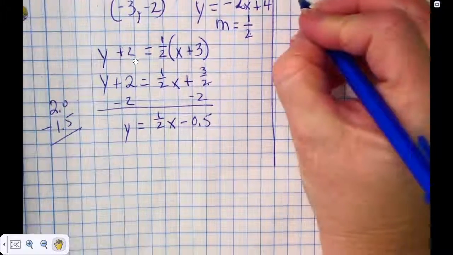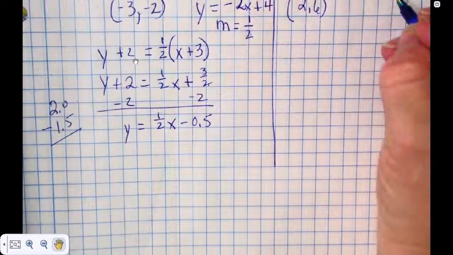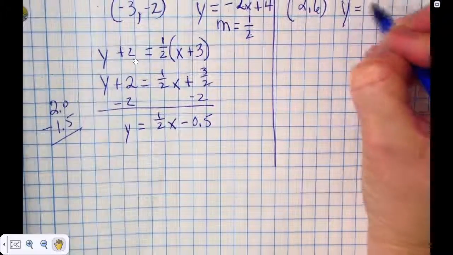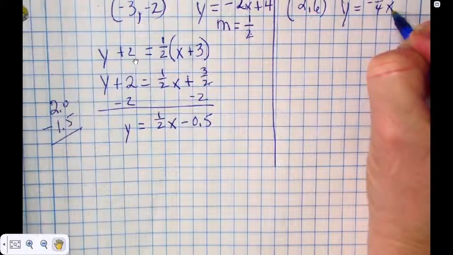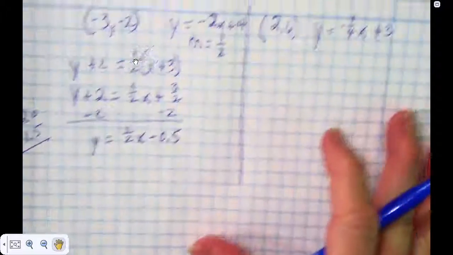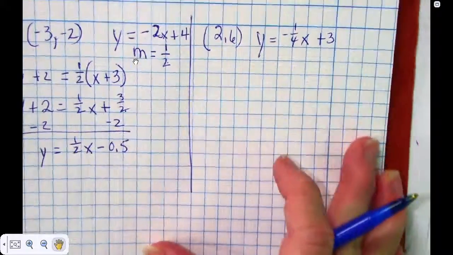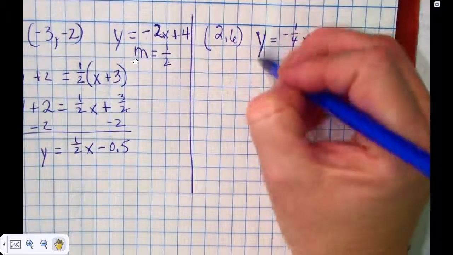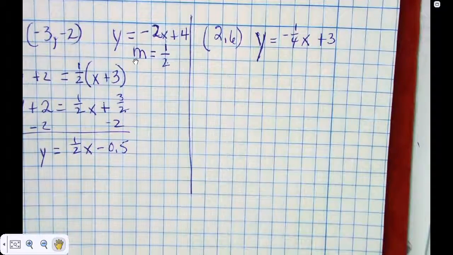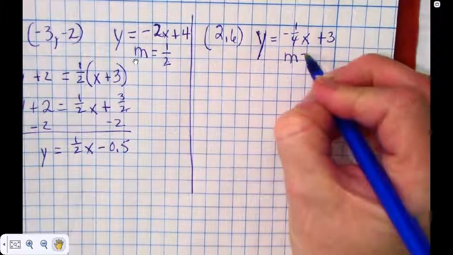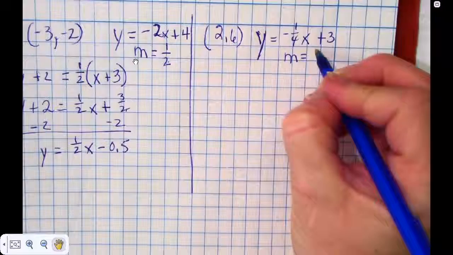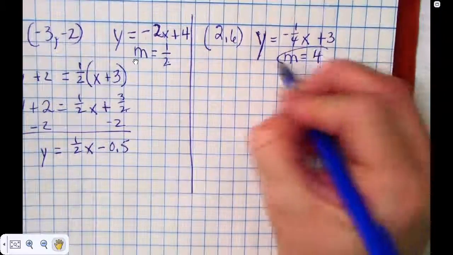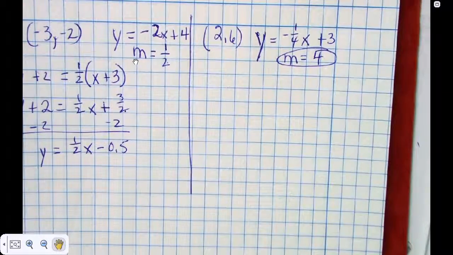Okay, it's going to go through (2, 6), and y equals negative 1/4 x plus 3. The first thing you need to do, okay, they want it perpendicular. So it's not the same slope, it's the opposite reciprocal, which is 4. Now go, set it up.